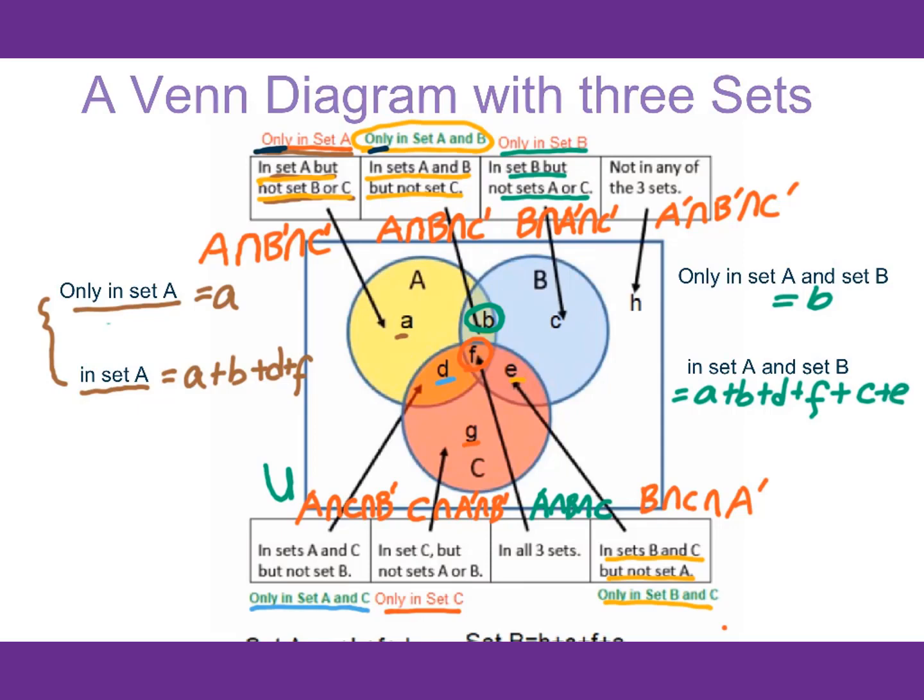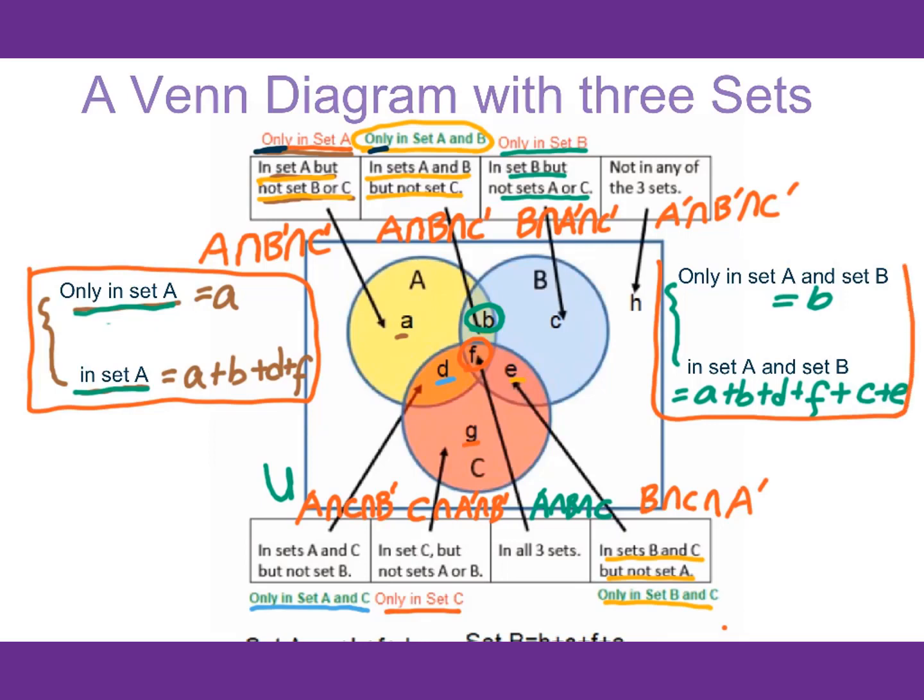So you have to be very careful when you read the problem about the Venn diagram. When you see only in set A and set B, or in set A and set B, they are totally different. Same thing when you see only in set A, or you will see in set A, they are different. So pay more attention to the words when you're working on the Venn diagram.